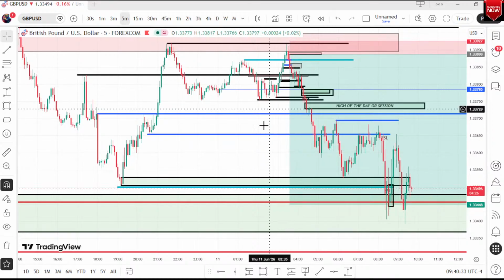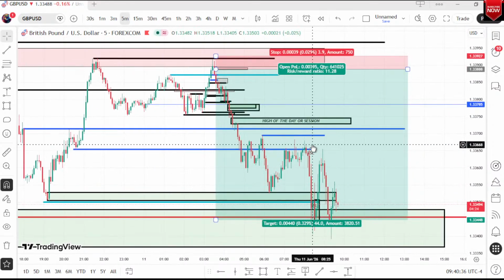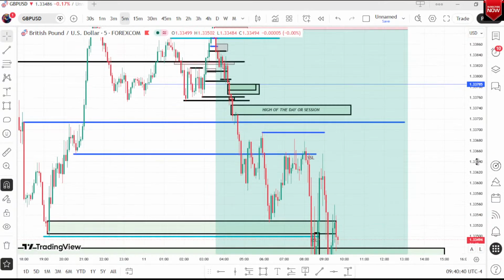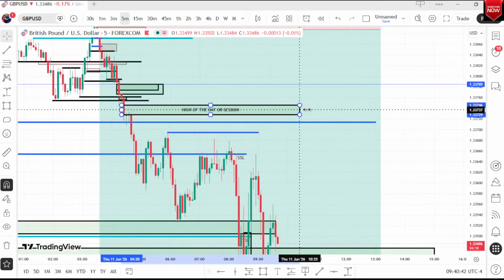Go check during the London session. I marked for you this sell side liquidity. I told you this is the high of the session, which is also going to be the high of the day. You see, lights, funds, baby.